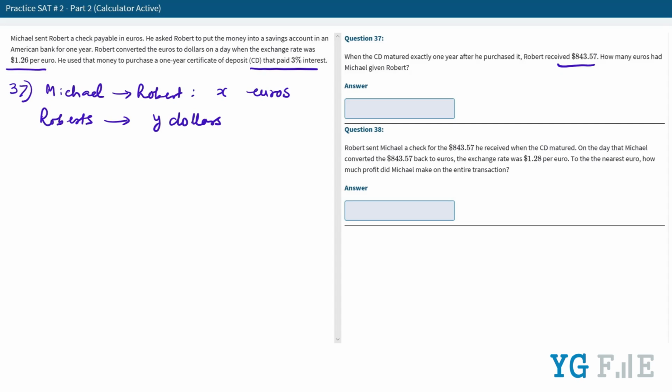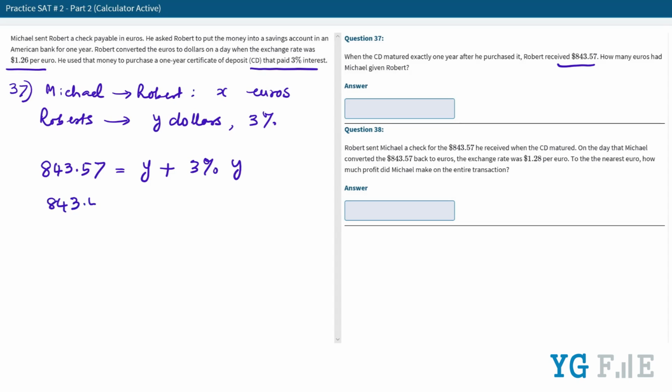Now the bank gives him 3% interest rate. So we know that Robert finally receives $843.57. That includes the principal amount and the 3% interest. So let us say he put Y dollars into the bank. So he also earns 3% of Y, the interest, that makes up the total amount he received, which is 843.57.